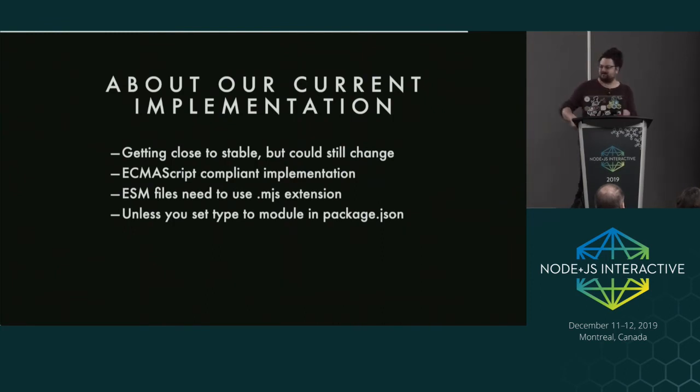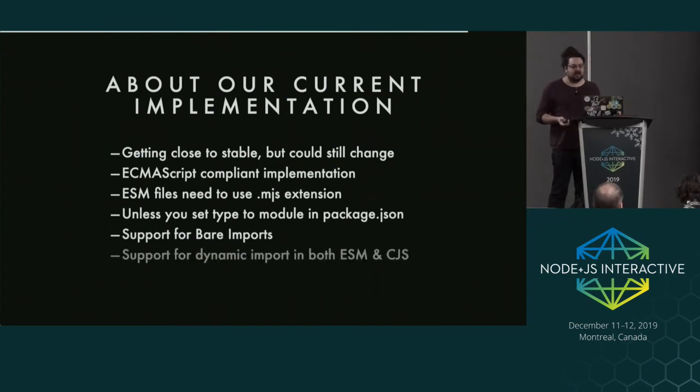Jeff, who's up here in the front row, was one of the people who helped get that going. So if you, in your package.json, say type module, then you can use .js for ES modules. What it does mean, though, is you can no longer use .js for CommonJS modules, so you can use .cjs. There is support for bare imports and support for dynamic import. Dynamic import is a function. You give it a specifier, and it returns a promise to evaluate to the module.